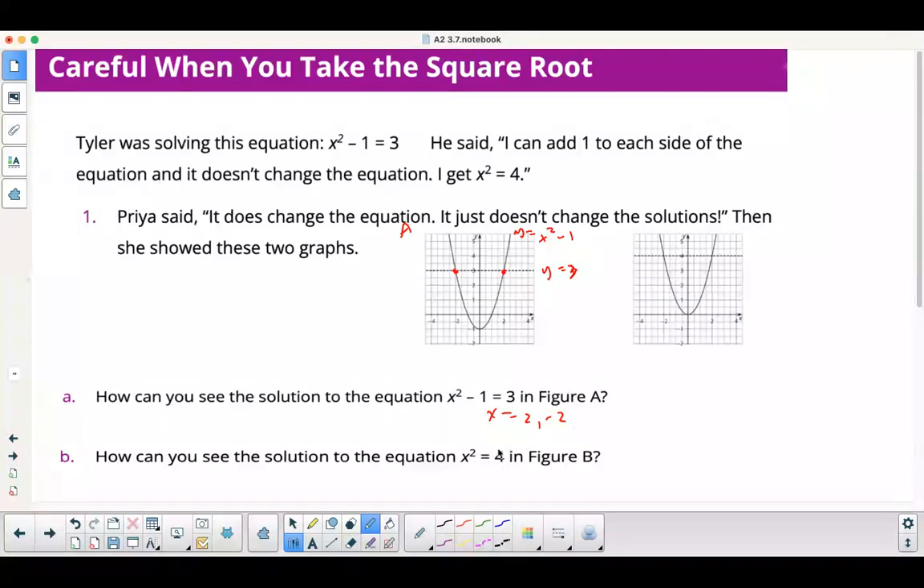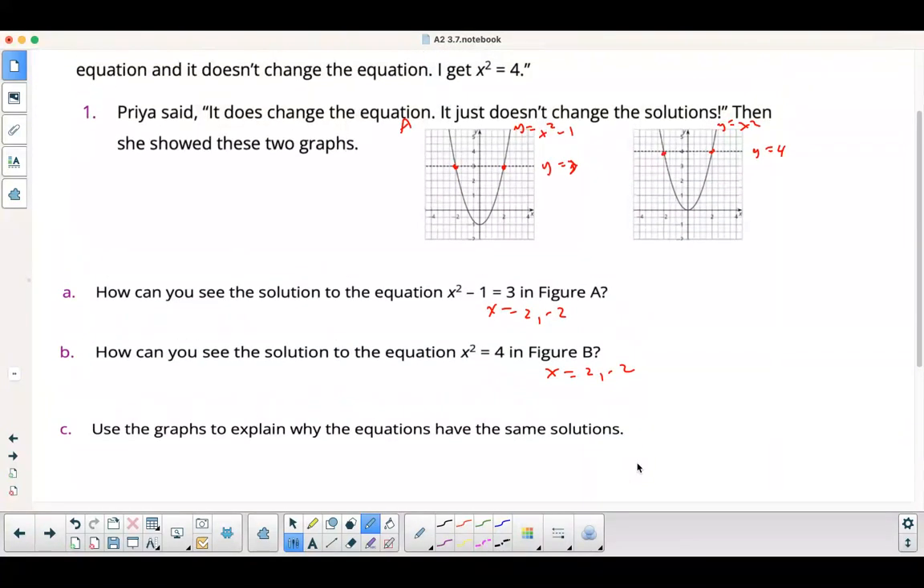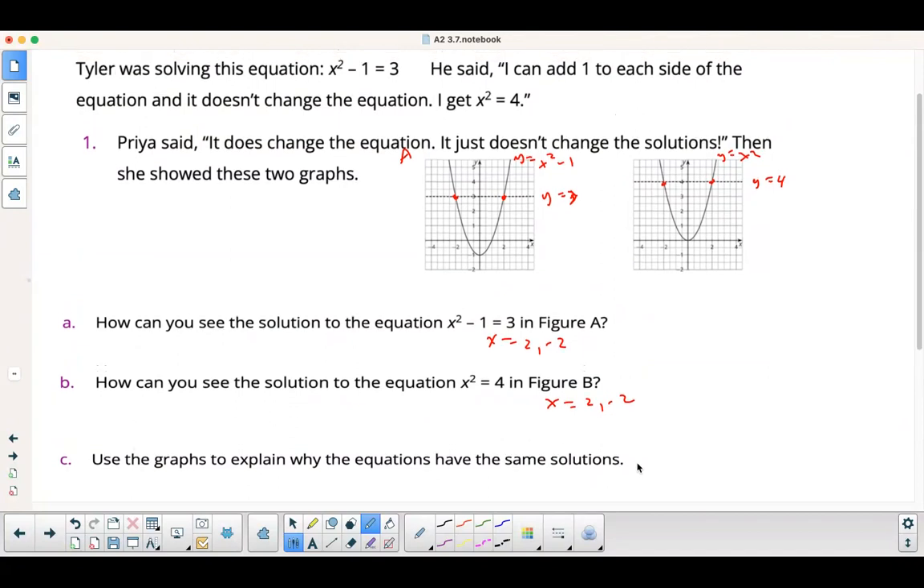All right, so then here, this is going to be y equals x squared, and this is going to be y equals 4. And you see here, the graphs look different because look at your vertex here. Everything's basically shifted up 1 unit. But here, my same solutions, we get x equals 2 and negative 2. So use the graph to explain why the graphs have the same solution. So it's kind of like here.